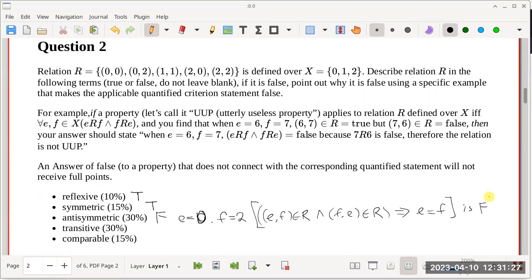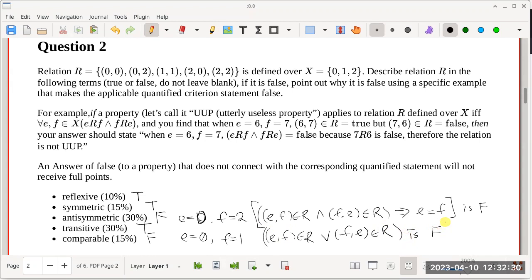All right, so is it transitive? The answer is yes, it is transitive. You cannot use a single instance to show that it is not. And then the last one: is it comparable? I believe it is not comparable because zero does not relate to one at all. One does not relate to two. So there are multiple answers. You only have to give me one single instance, because in order for a universally quantified statement to be false, that statement only has to be false for at least one case of all the possible cases. So in this case, it is false. And I can say E is zero and F is one. And then I can say EF in R, or FE in R, that whole disjunction is false.